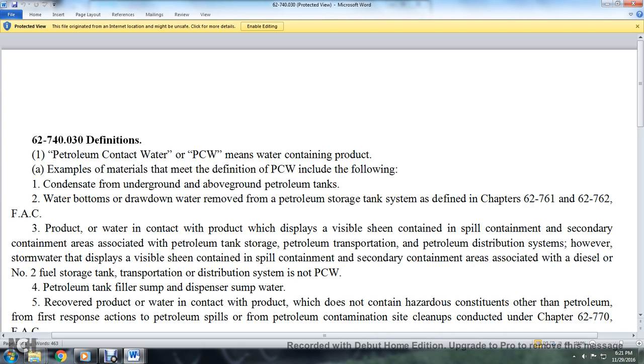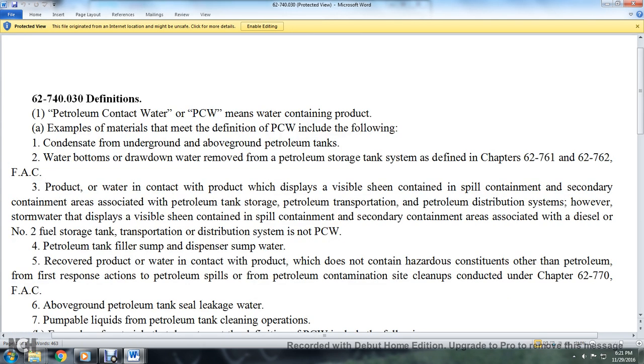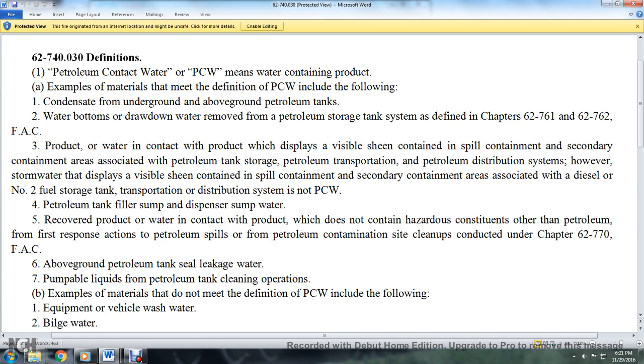The petroleum tank filler, sump, dispenser sump water, recovered product, or water contaminated by contact with the product which does not contain hazardous constituents, and other petroleum from the first response action to petroleum spills or petroleum contamination site cleanups conducted under Chapter 62-770, Florida Administrative Code, above ground petroleum tank seal leak water, and pumpable liquid from petroleum tank cleaning operations.